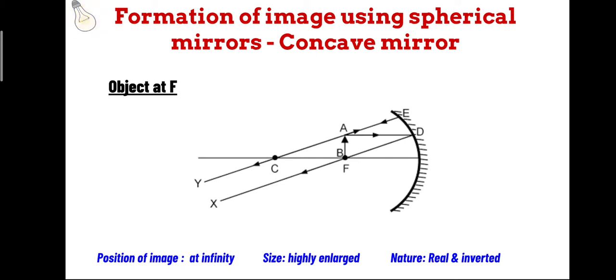Moving the object towards the focus now, we find that we get almost a parallel ray of light after reflection, and we say that the position of the image is somewhere at infinity. The size of the image is highly enlarged and it is real and inverted.